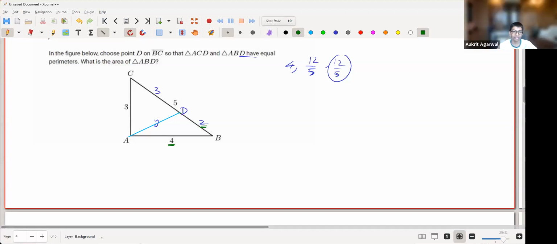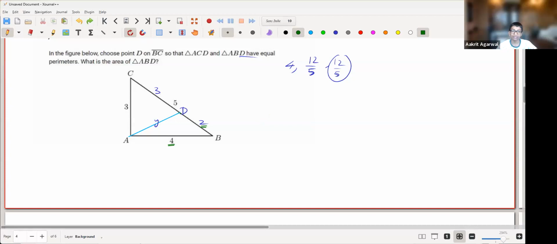We can just use what you said before. So half into 4 into 3, that will become 3 into 2, 6. So that's the area of the triangle. Now that is equal to half into 5 into the height. So that's how you get 12 by 5 as the height. And then once you get 12 by 5 as the height, you know the base is 2.